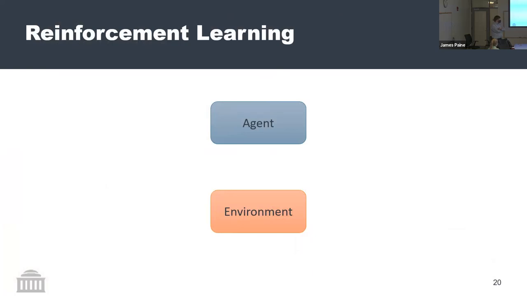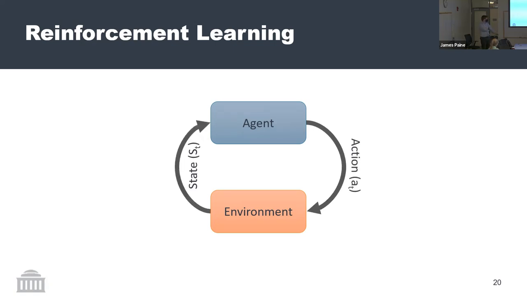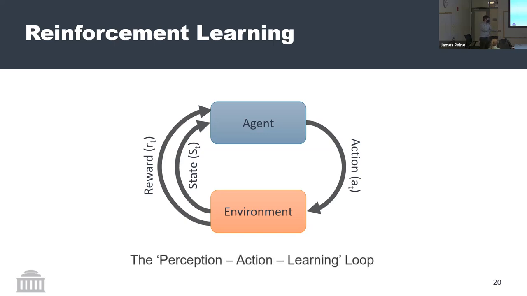These next few slides are a little bit of background on reinforcement learning as a concept. You have an agent that interacts and makes some action with your environment. In turn, the environment is updated. The agent receives some new information about the new state of the world that it's in, and at the same time some sort of reward based upon that new state that it finds itself in. So this is the perception-action learning loop that shows up in the literature repeatedly.